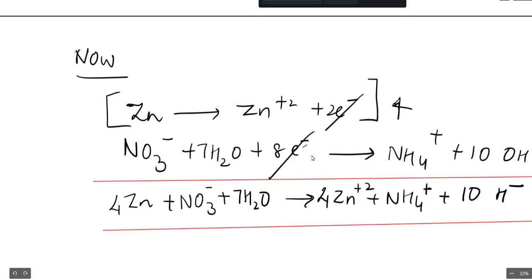Shall I write it little bit further? Okay, I'll write it little bit far. 10 OH minus. So 4 NH4 and 3. This is the final reaction. So this is your basic medium.